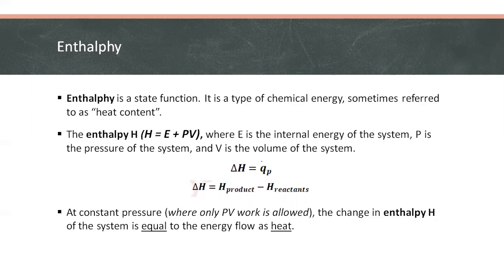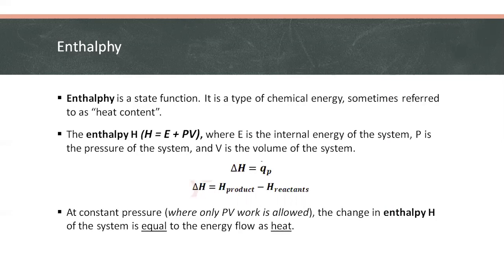For a chemical reaction, the enthalpy change is given by the equation delta H equal to H products minus H reactants. At constant pressure, exothermic means, we will discuss later, delta H is negative, and for endothermic, delta H is positive.